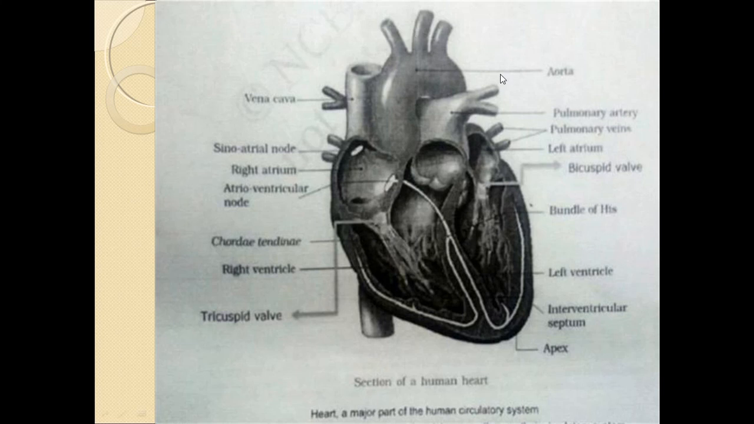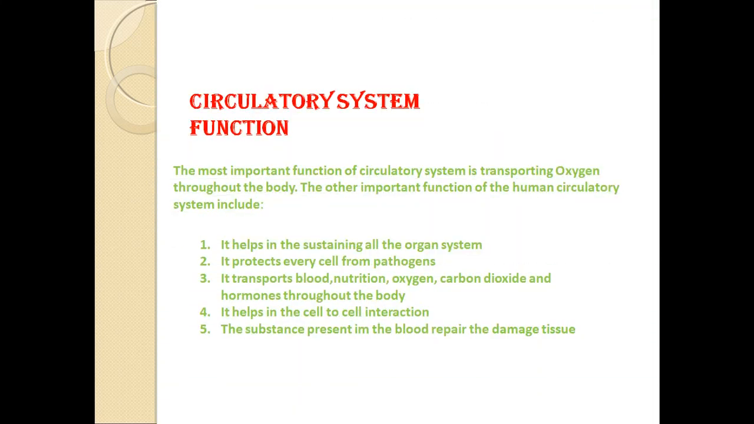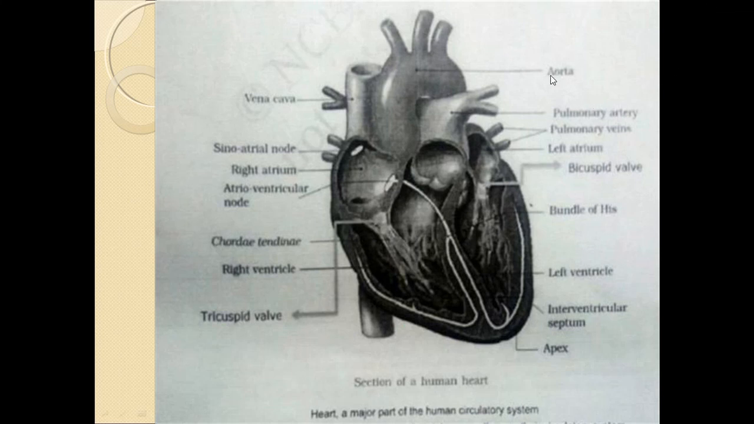Aorta, you can see the aorta here. Aorta is the largest artery in the body. Arteries are blood vessels. Veins are also blood vessels. We are talking about the arteries and veins. Aorta is the largest artery in the body, which is distributing blood from the left ventricle to different parts of the body. So aorta here is the largest artery.